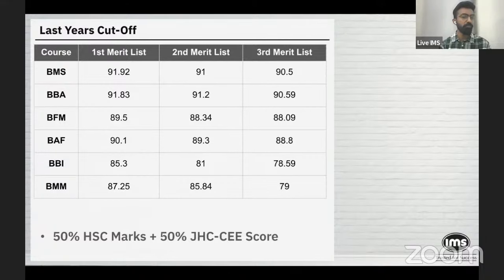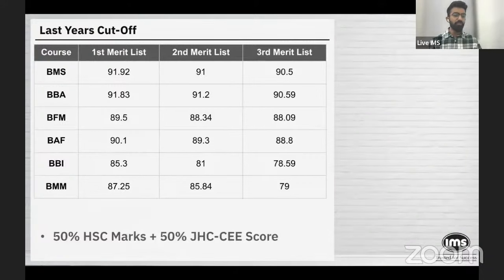Next, BFM: the cutoff starts at 89.5 for the first merit list last year. Second was 88.34, and third was 88.09. BAF again, a high cutoff at 90.01. Second merit list 89.3, and third merit list 88.8. In BBI, the cutoff of the first merit list was 85.3, second merit list was 81, and in the third merit list it was 78.59. In BMM, we had 87.25, second merit list at 85.84, and third merit list at 79.